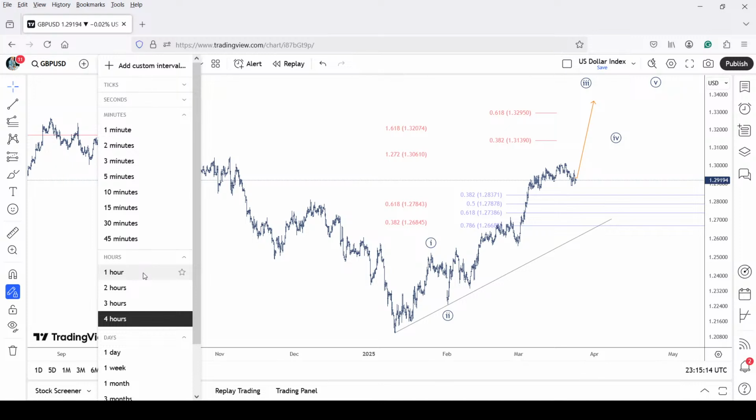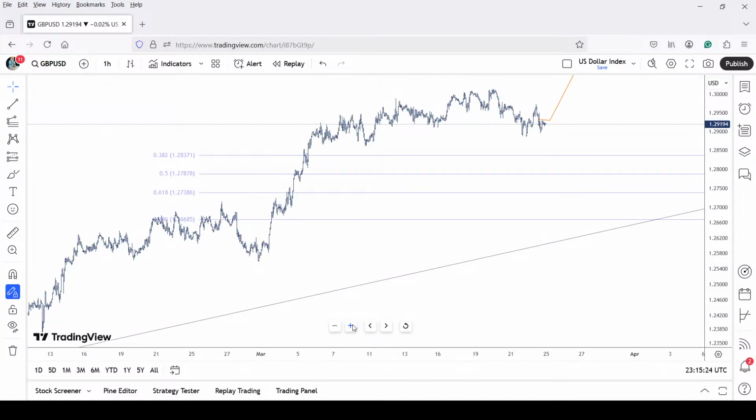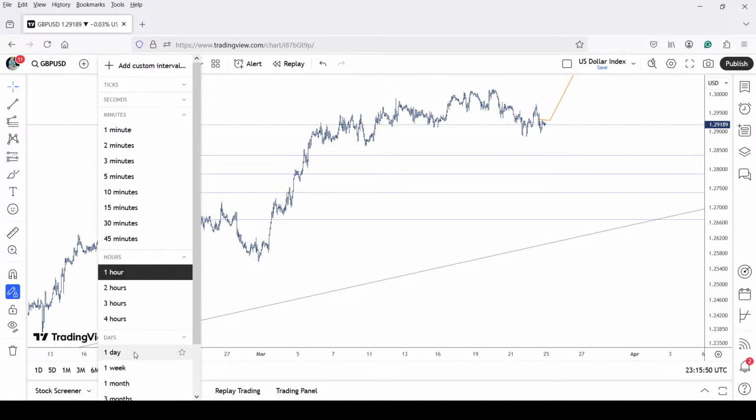Pound has refrained from printing yet another low. If you see, while euro and the dollar index were printing their respective lows and highs, GBP USD has always refrained from doing so, and it could be a lower degree higher low in place, and price action could resume higher from here itself.